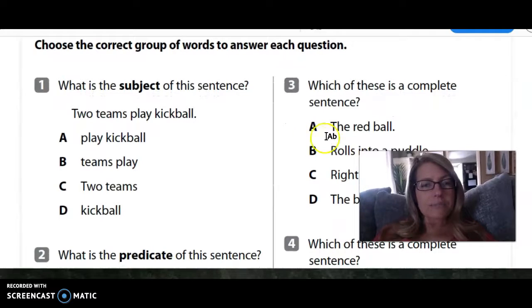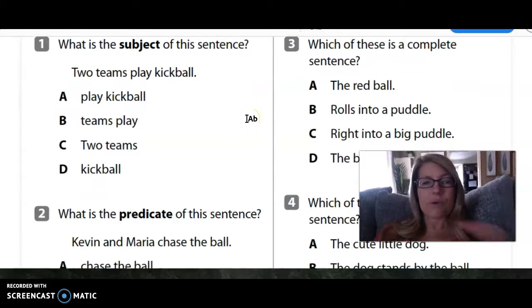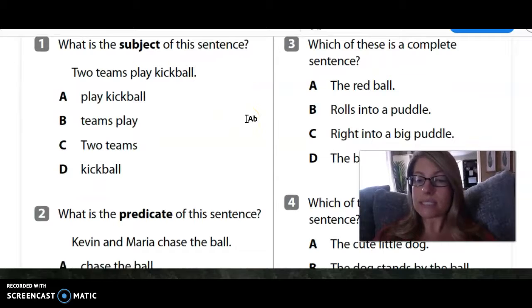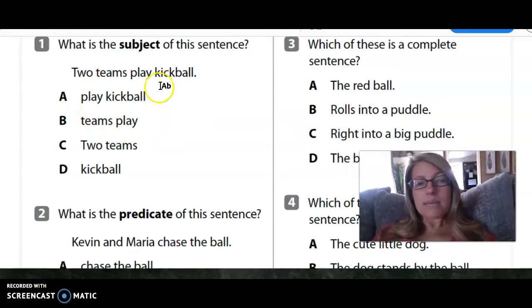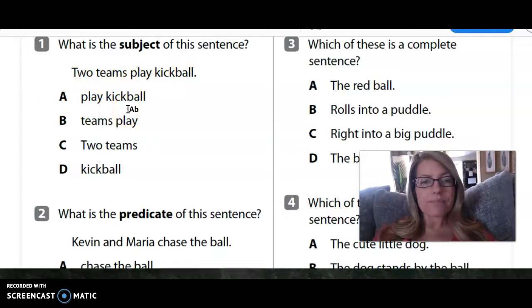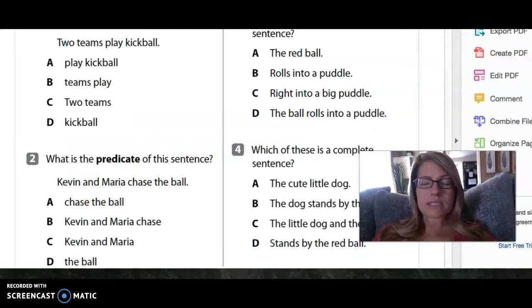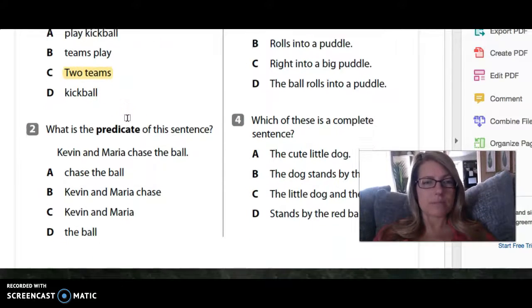All right, we're on to the next page. What is the subject of this sentence? Remember, a subject is who the sentence is about. Two teams play kickball. What's the subject? Play kickball? No, that's not who this sentence is about. Teams play? That's not who this sentence is about. Two teams. This sentence is about two teams that play kickball. So that's our subject, two teams.